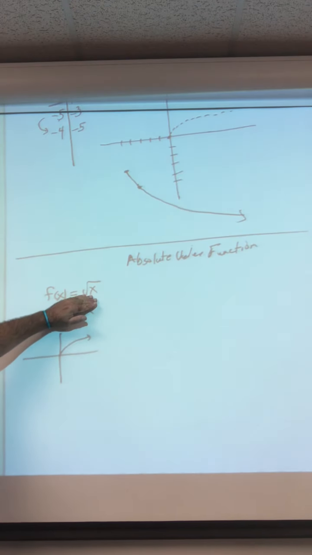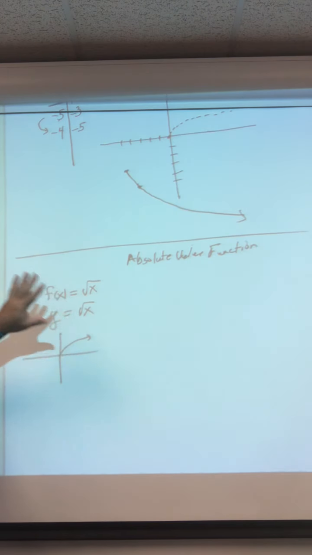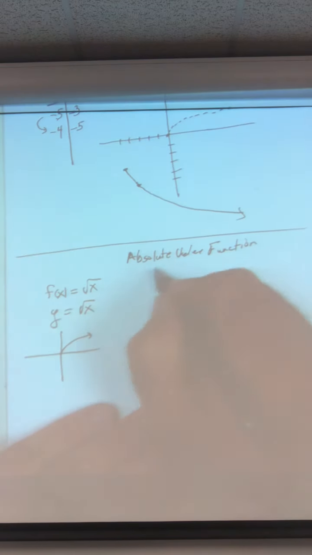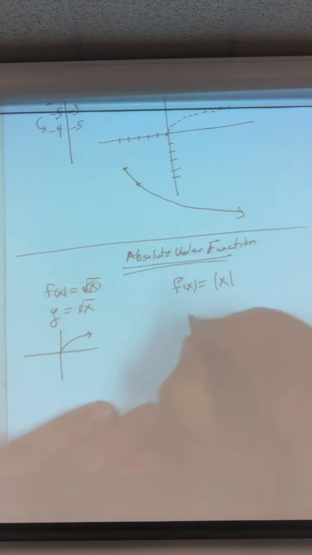Okay, this was the most basic of the radical functions, was this. So I graphed that for you first to show you the basic shape. Now, let's look at the most basic shape for the absolute value function. So I'm going to start out with just the x in here, like I did over here.